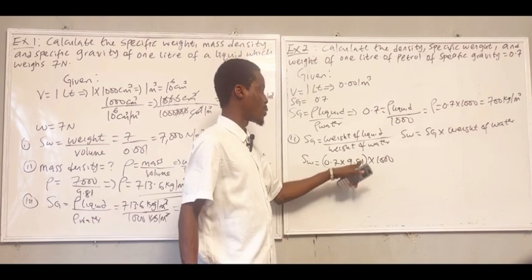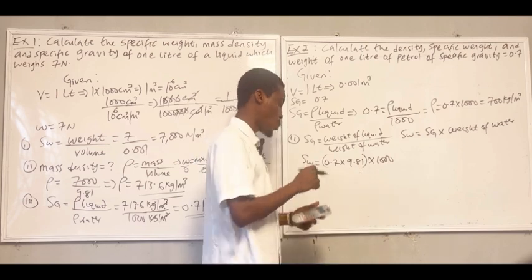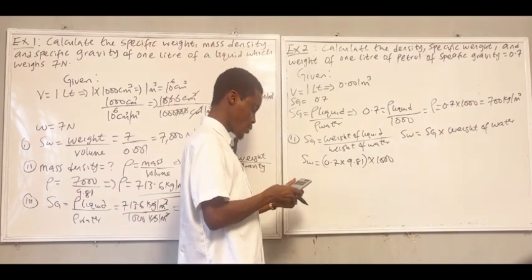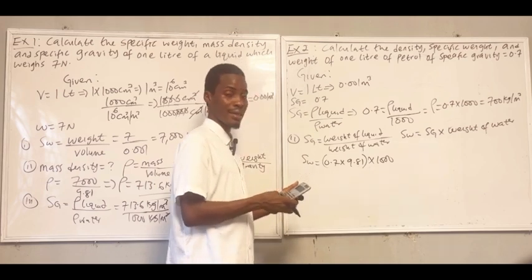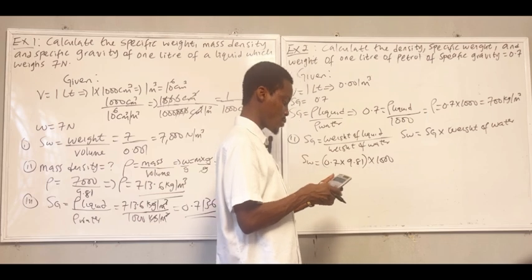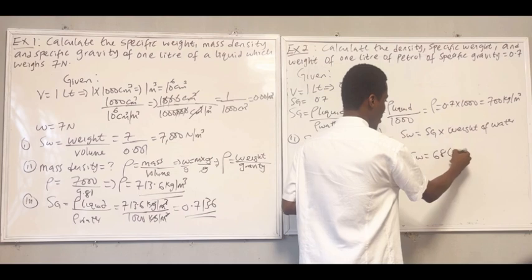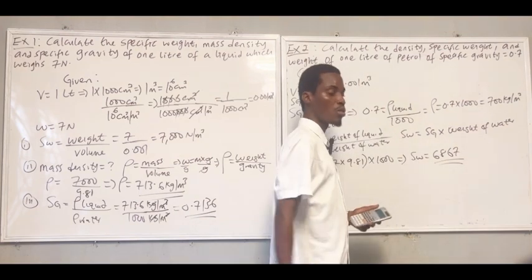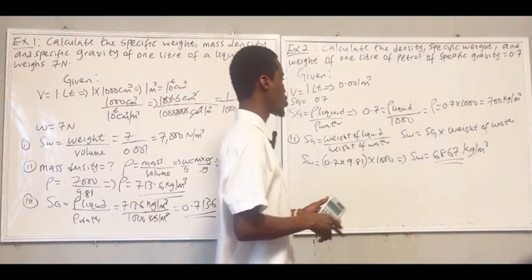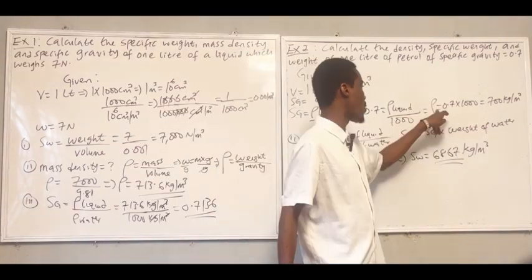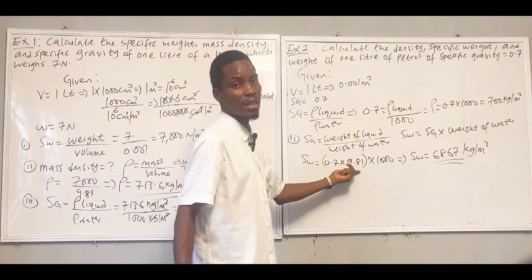Because we are dealing with specific gravity, that is, acceleration is equal to gravity, which is 9.81. So 0.7 times 9.81, I'm going to have 6.867. 6.867 times 1000, so I'm going to have my specific weight as 6867. And our specific weight is measured in kilogram per meter cube. Another way you can solve this is, since we have gotten our density of a liquid as 700, we can just multiply 700 times 9.81. So we are going to get this also.